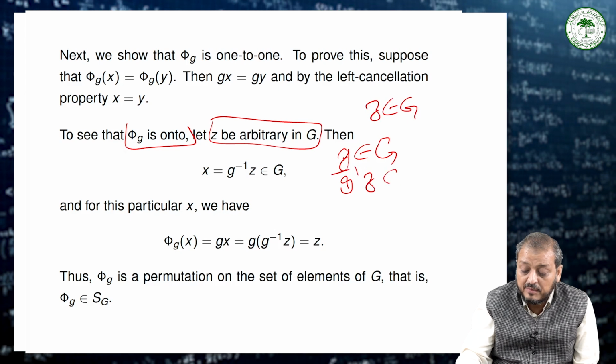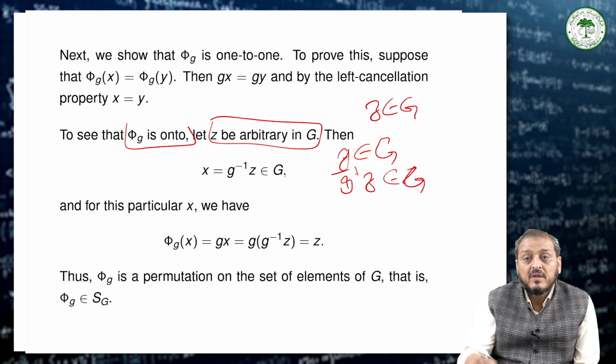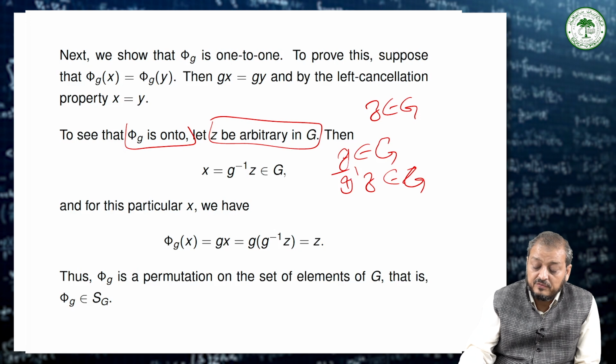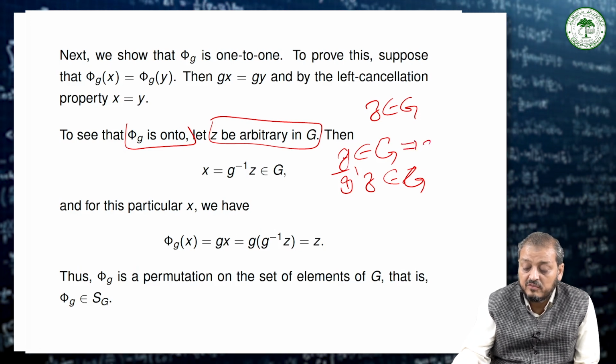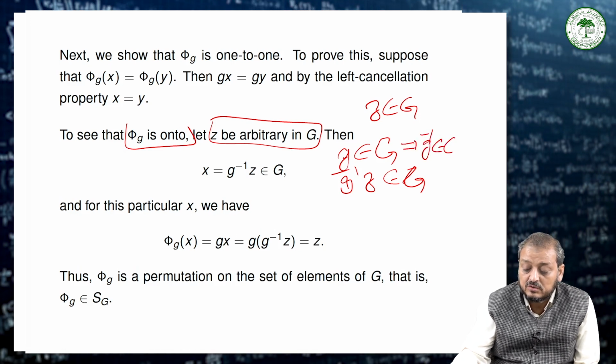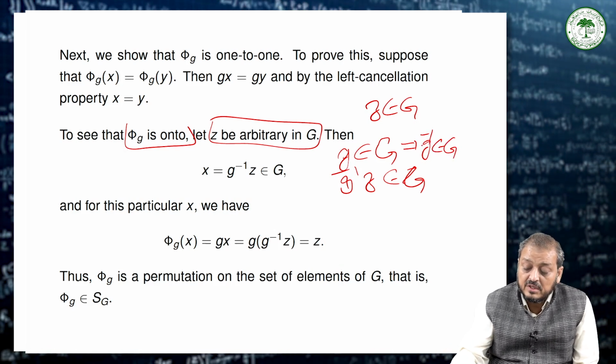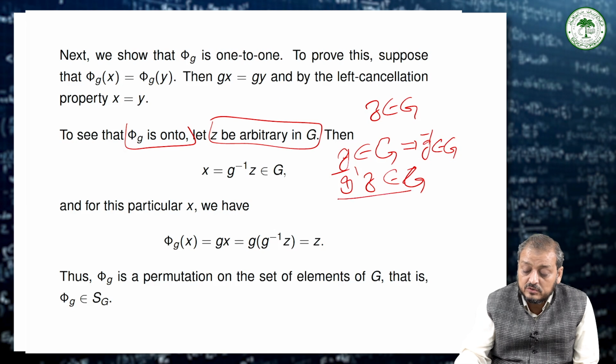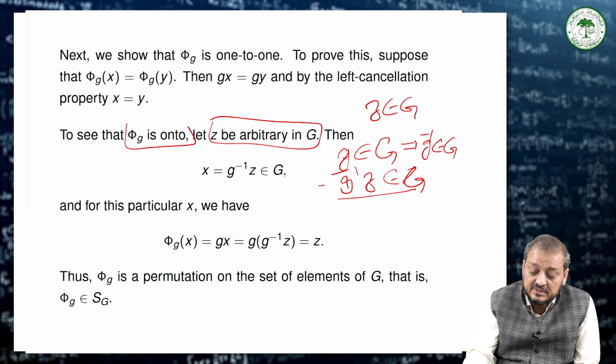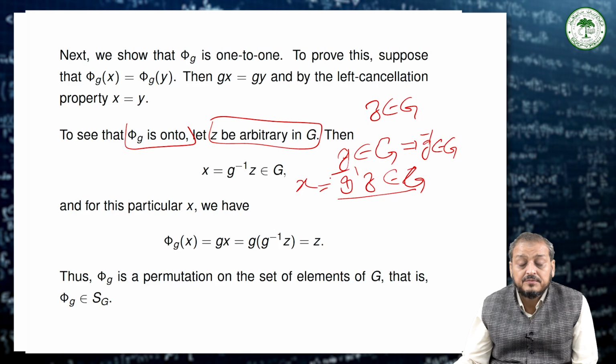This is also an element of G, simply because G is a group. If g is an element of G, then clearly we can say that g inverse is also an element of G. So if g is an element of G, then g inverse z is also an element of G. We are assuming that this is equal to our x.